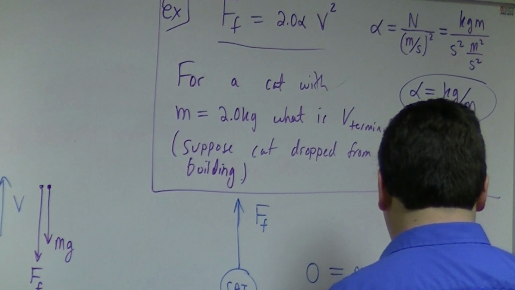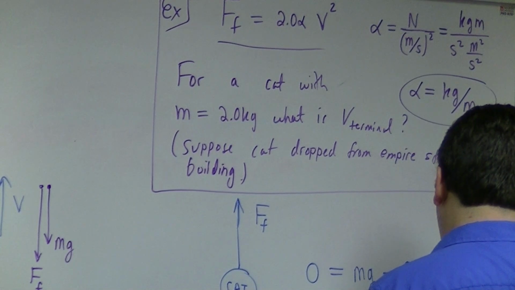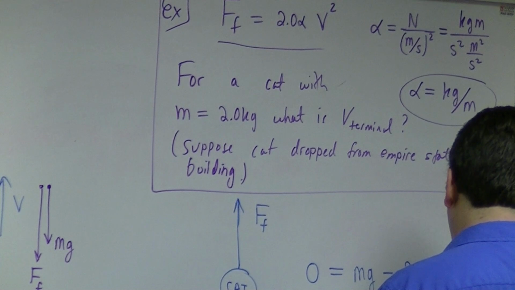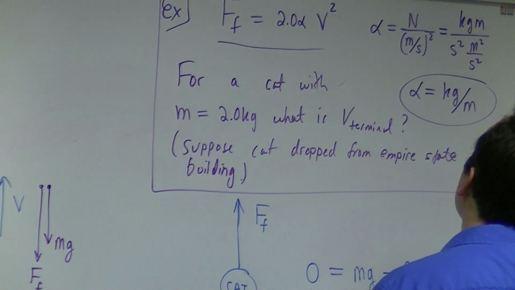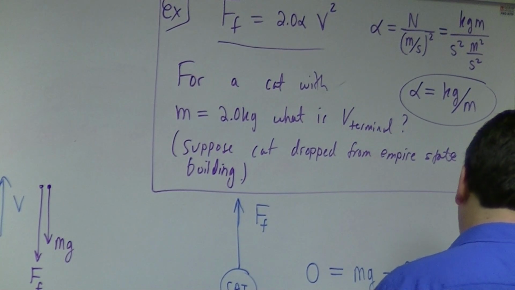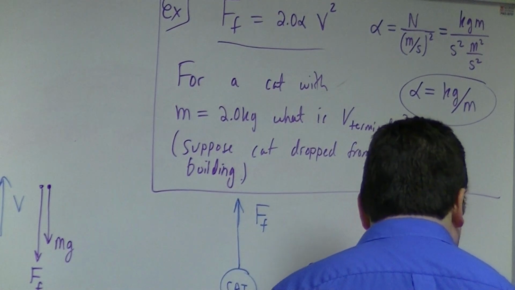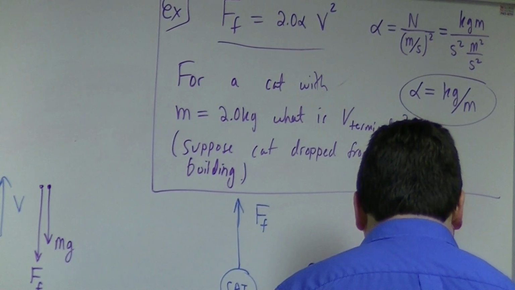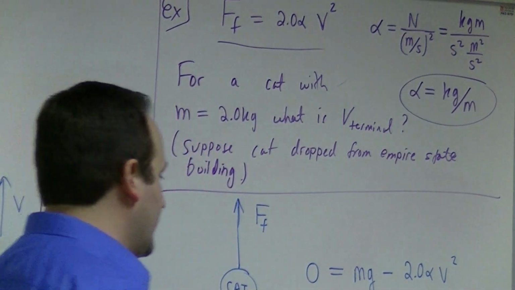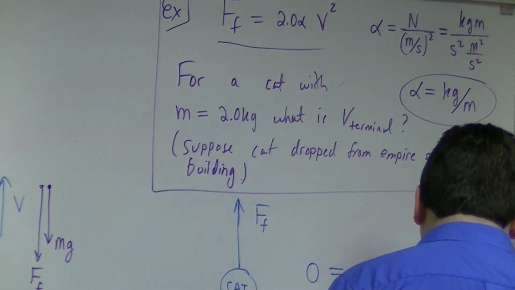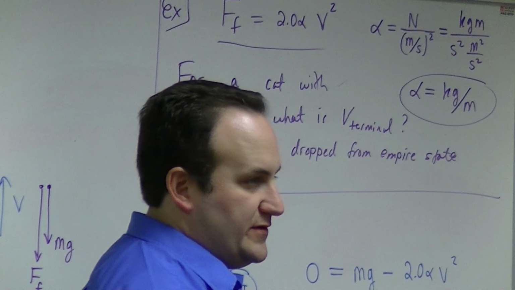Let's see here, m was what? So v squared is equal to mg divided by 2 alpha, which is 2.0 kilograms times 9.8 meters per second squared. Sorry, it's 2 kilograms over meters, making sure my units work out. Kilograms cancel, and so I've got v squared is equal to, as it turns out, 9.8 meters squared over second squared. So the terminal velocity here would be the square root of 9.8 meters per second, which is like 3.2.